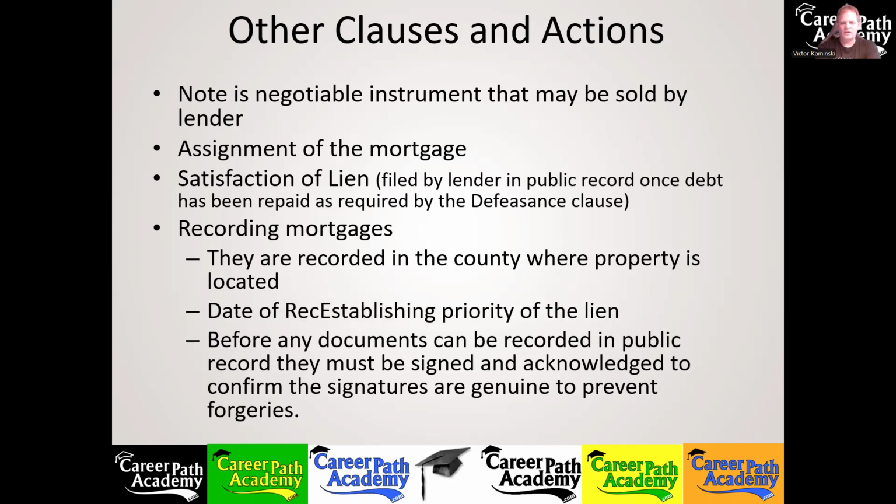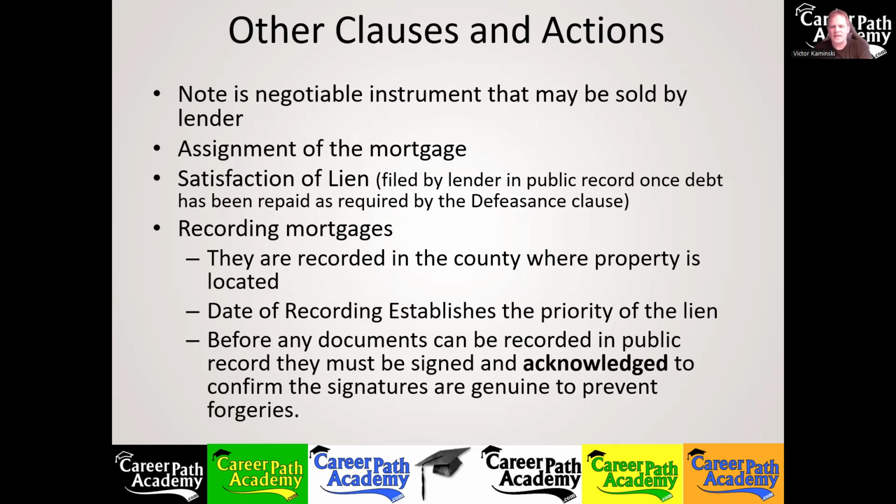Date of recording establishes the priority of the lien. Before any documents can be recorded in the public record, they must be signed and acknowledged to confirm the signatures are genuine, to prevent forgeries.